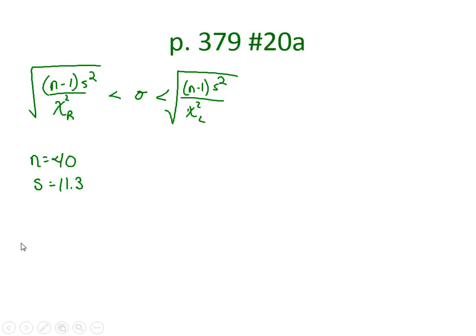So now I've got to find my chi-squared. I've got to find my critical values. If I want the right one first, how confident do I want to be? Okay, I want to be 99% confident. If I'm 99% confident, what's the area to the right? It's not 0.01.